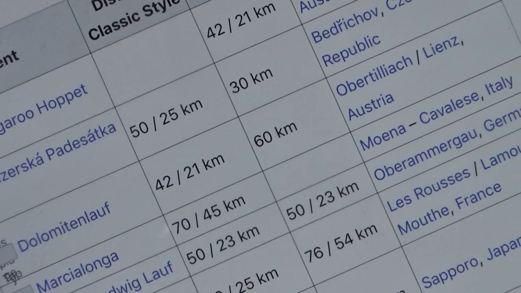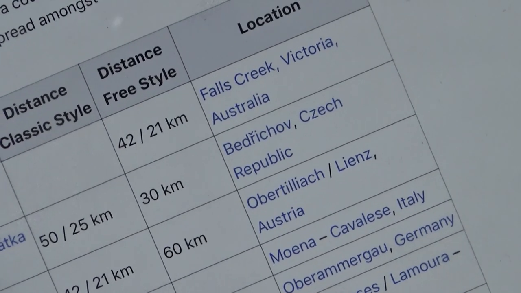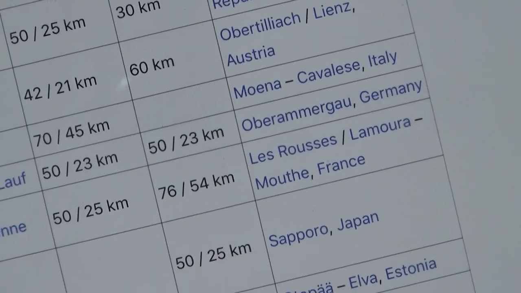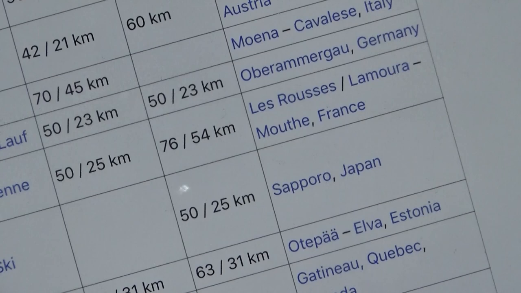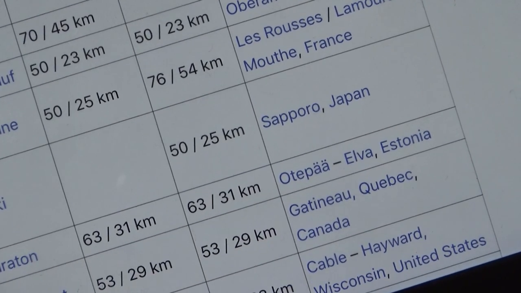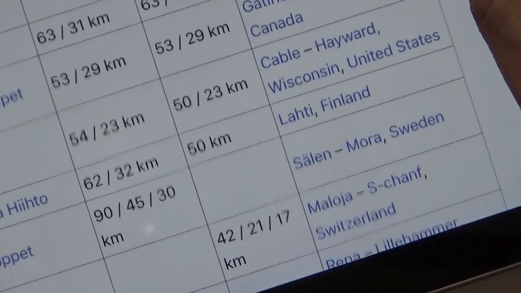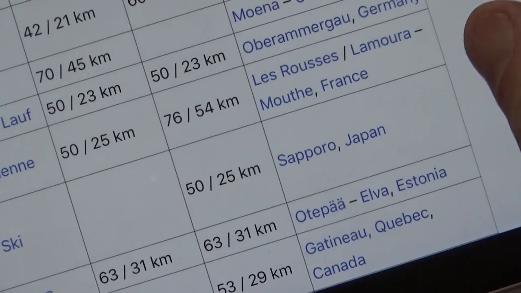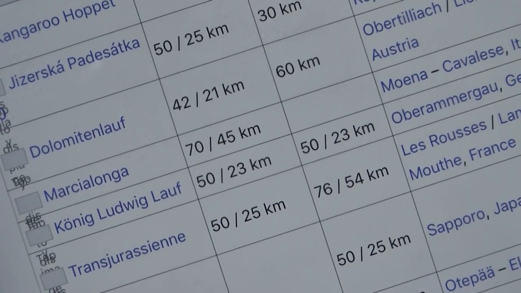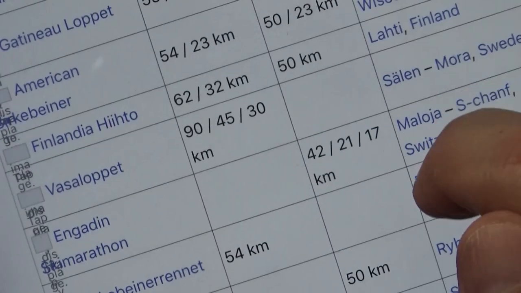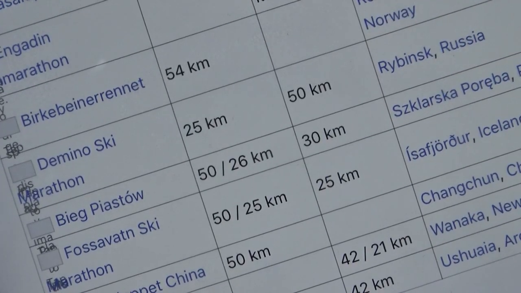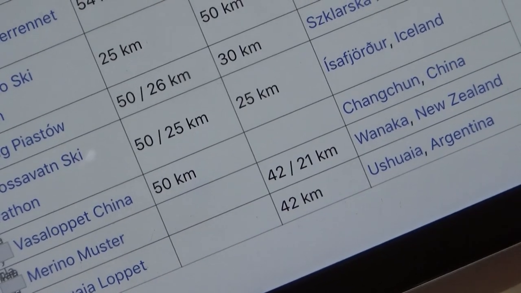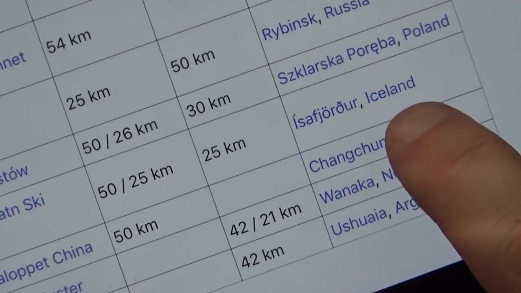So there are events in Australia, Czech Republic, Austria, Italy, Germany, France, Japan, Estonia, Canada. Example with different distances here. Argentina, New Zealand, China, Iceland.